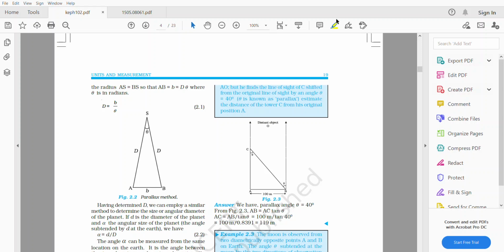From the earlier equations, if we look at figure 2.2, the angle theta is given by the ratio of arc length, which is small b here, upon the radius, which is d. So theta equals b by d. If we rearrange the equation, we get d equal to b by theta, and hence we can find the distance of the object d. So that is most of the important concepts from this chapter.